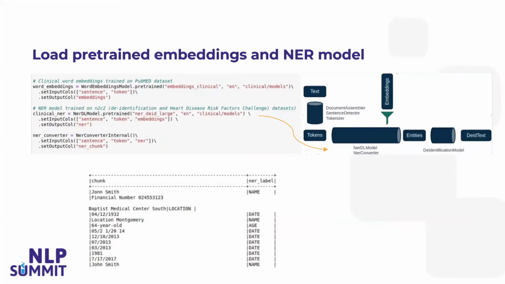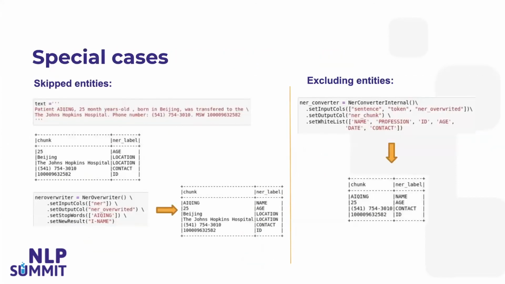And then we load embeddings. In pre-trained models, we use word embeddings trained on the PubMed dataset, which is called embeddings clinical. It's specialized for the medical domain, and it was labeled based on the specifics of medical texts. And after that, the model we use is the de-identification model, also from the clinical domain. The next step is going to be the detection of the tokens.